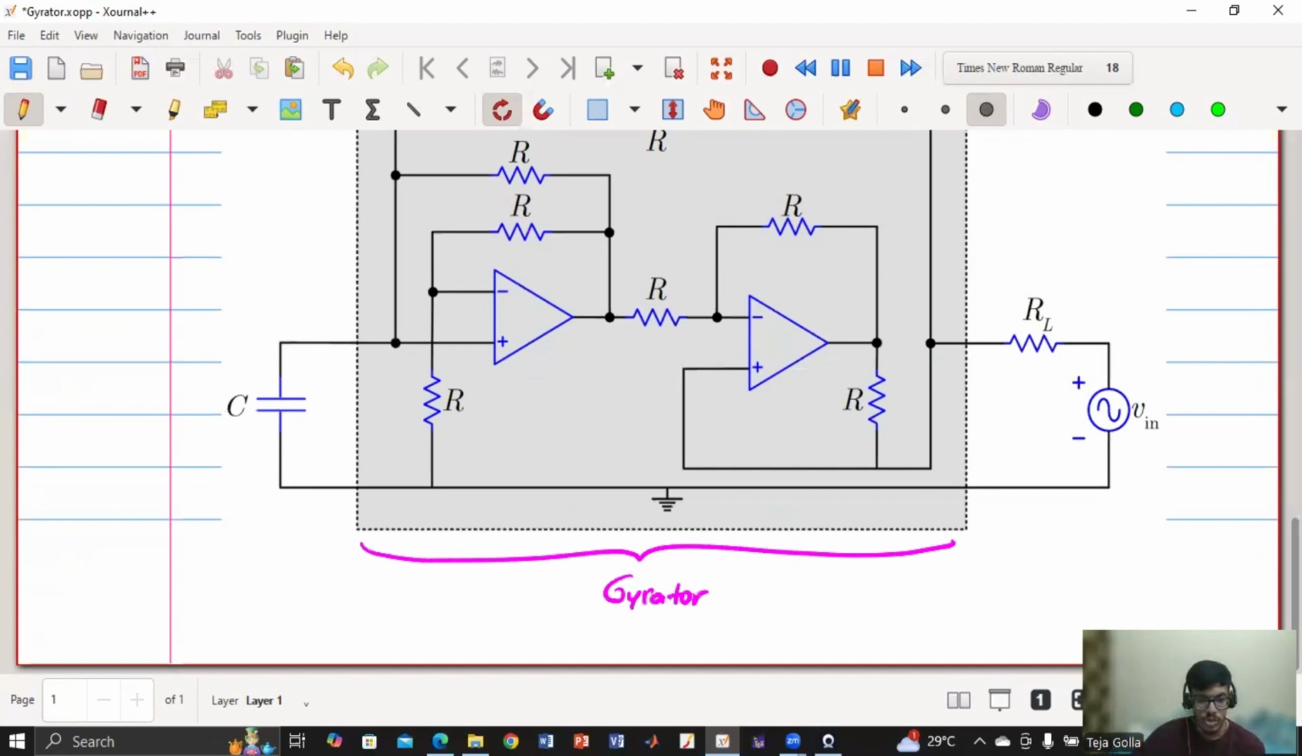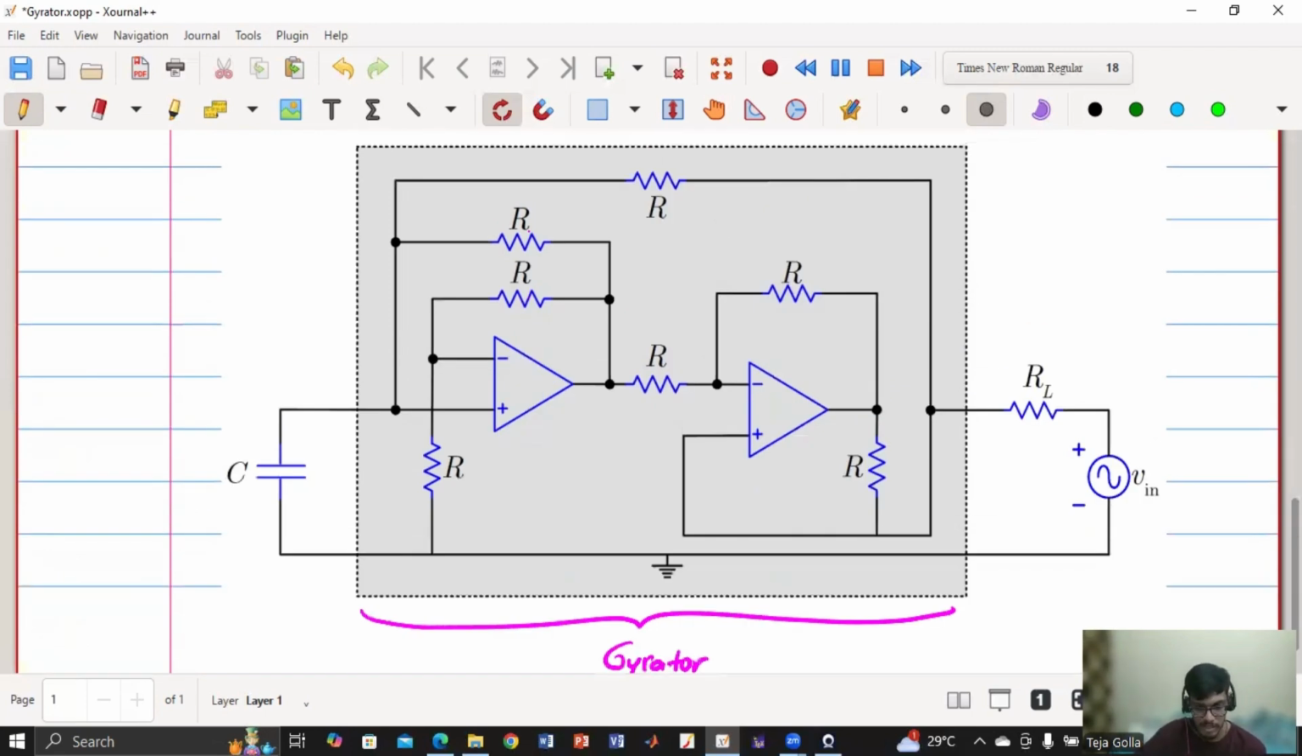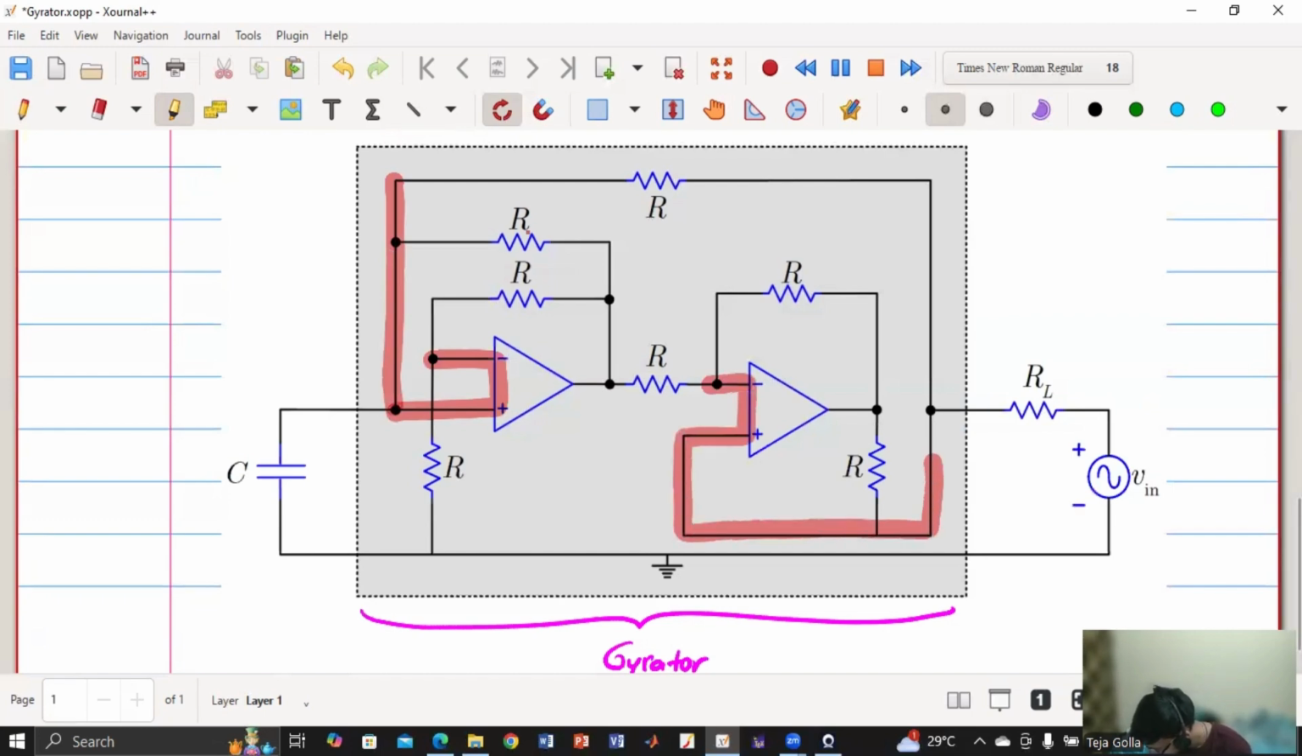Okay. As you know, if the op-amps are connected in negative feedback fashion, their minus terminal, which is the inverting terminal, and the non-inverting terminal are virtually shorted. So let me show which terminals are shorted. These terminals are shorted, and this entire terminal is at the same potential. Similarly, these two terminals are shorted, and this entire terminal is at the same potential. Okay. So now I have marked the terminals which are at the same potential.